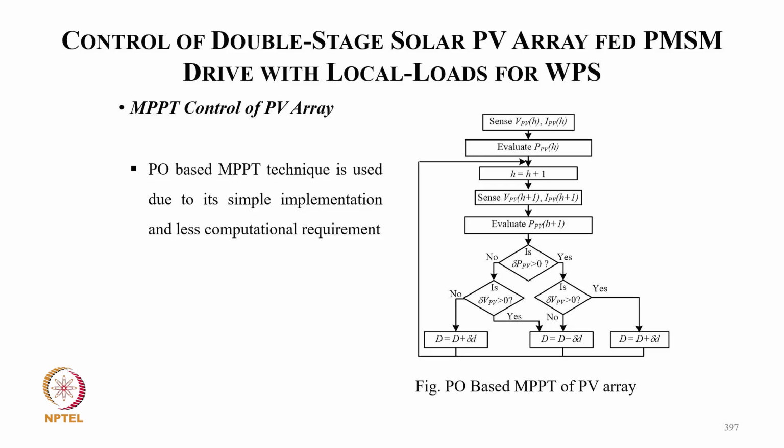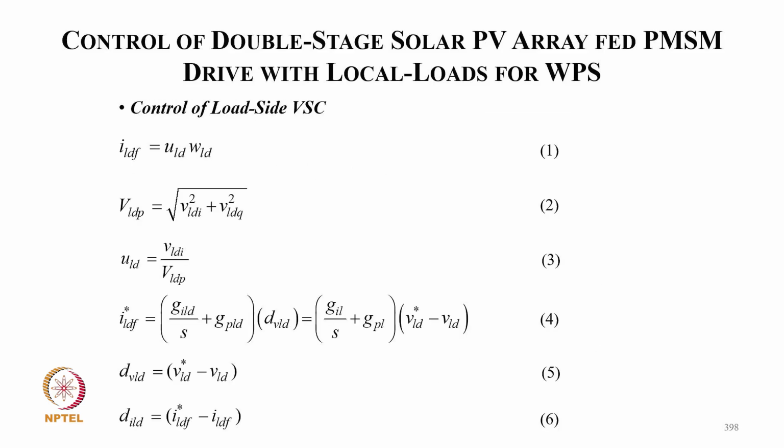And this is the MPPT of the PV array. So the perturb and observe based MPPT technique is used due to simple implementation and less computational effort. So here it senses V_PV, I_PV, evaluates the PV power and goes to the step change. Sense the PV voltage and current, and evaluate the power, and if power is increasing or decreasing, accordingly reset the duty cycle, increase or decrease, and go back.